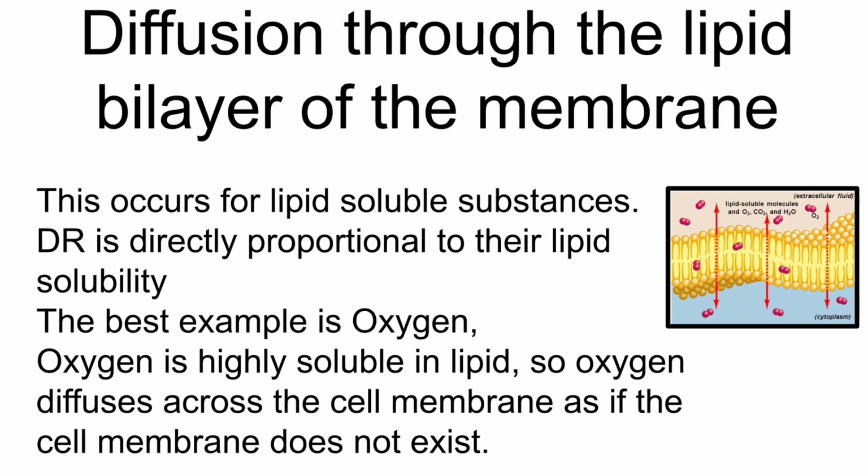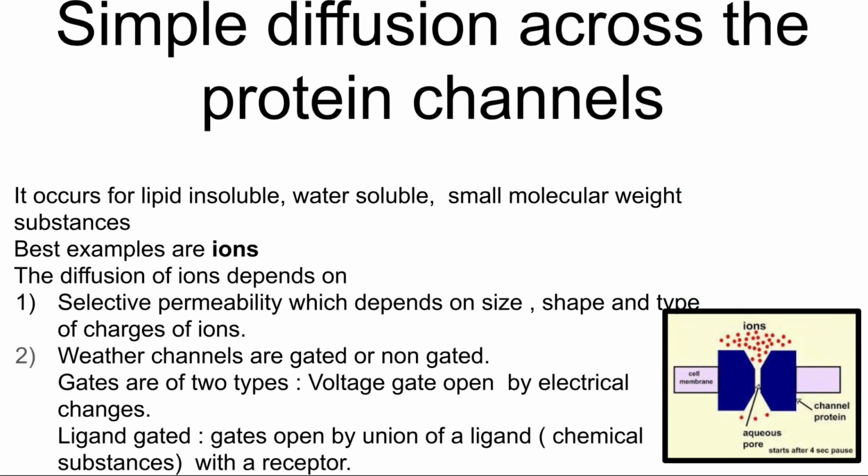This occurs for lipid-soluble substances. Diffusion rate is directly proportional to their lipid solubility. The best example is oxygen. Oxygen is highly soluble in lipid, so oxygen diffuses across the cell membrane as if the cell membrane does not exist. Secondly, simple diffusion across the protein channels.